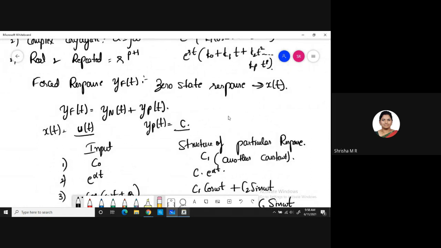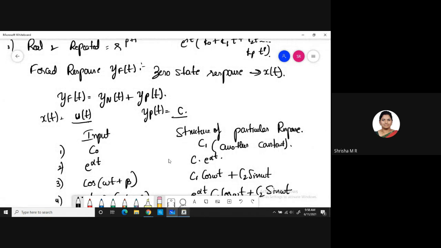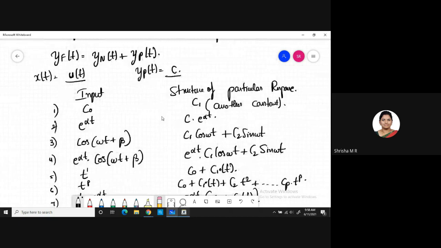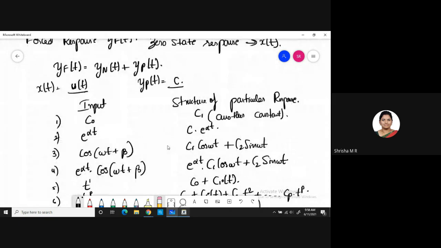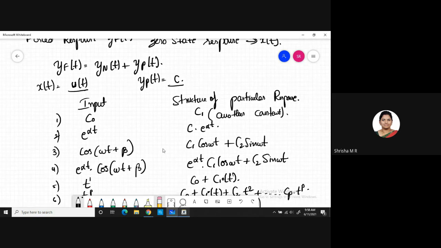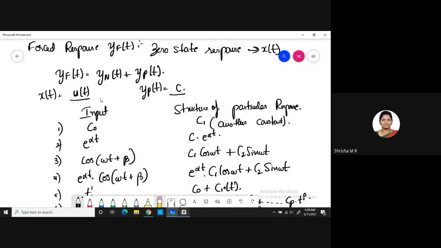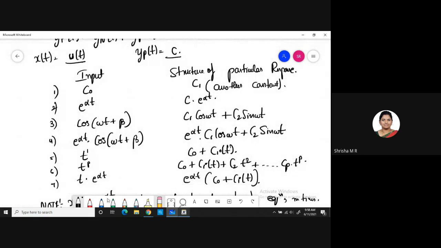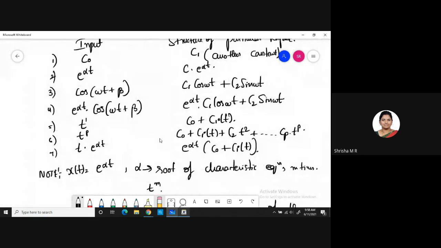Here we consider the input and we take the particular response. We find the particular response. After finding the particular response, we'll add that with the natural response. When you are finding the forced response, that time you have to take zero initial conditions. And this is the structure of the particular response.